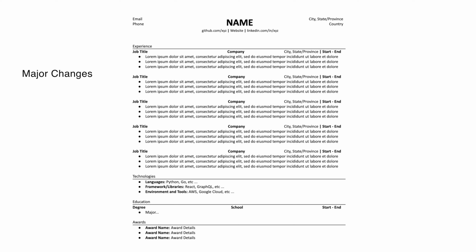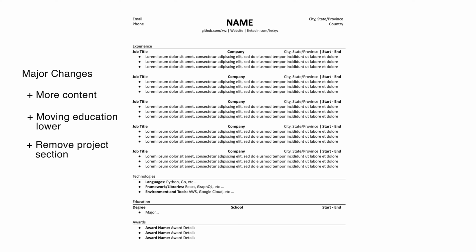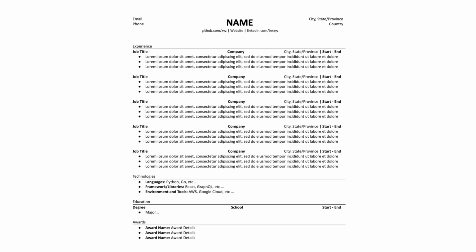The only major change I've made over time is adding more content as I've worked, additionally moving education lower as I started searching for full-time roles. I also removed the project section eventually. It's always been one page, and from what I've witnessed, most tech companies are comfortable with this format. Okay, so I'll go over the placement of content and a bit on the writing.